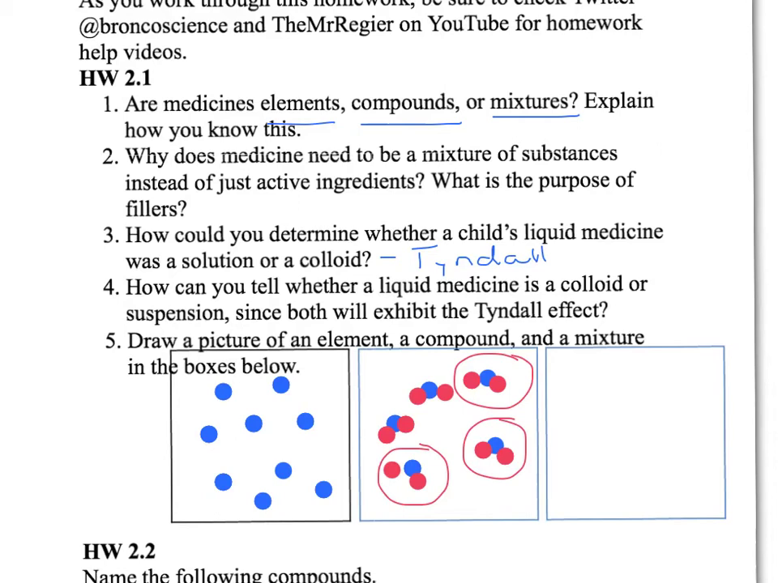A mixture would be a little bit different. We might have some elements scattered around. We might have some other elements scattered around. We might have some compounds scattered in there as well. So your drawing for a mixture can really vary a little bit, but it's not a pure element. All the atoms are not the same, and it is not a pure compound. All the molecules are not the same. So we kind of have a mix of molecules, elements, compounds, etc.